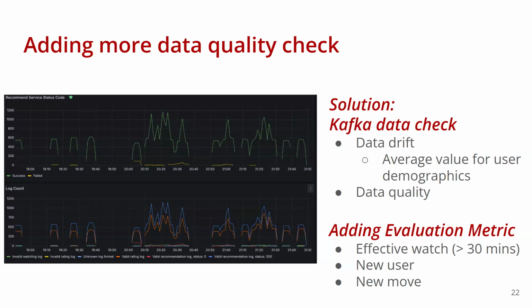So our solution is, first, we could add a Kafka data check. Specifically, for data drift, we can check the user average age and occupation categories or any other user and movie data, and we can put them in the dashboard. And then secondly, we can add a data quality check. For instance, we can list the reason for each invalid entry, for instance, an invalid timestamp type format.